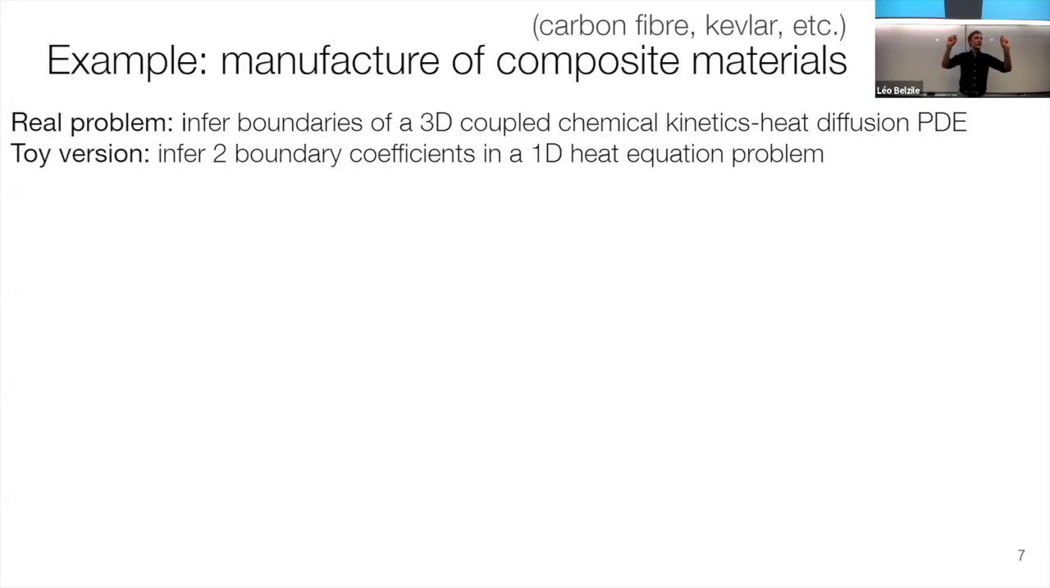I've got a 1D heat equation on a rod, and I've got two boundary coefficients that determine the heat flow into and out of the rod. And indeed, actually, this toy problem preserves all the interesting structure of the big nasty problem. So I'm just getting rid of a bunch of engineering effort here.